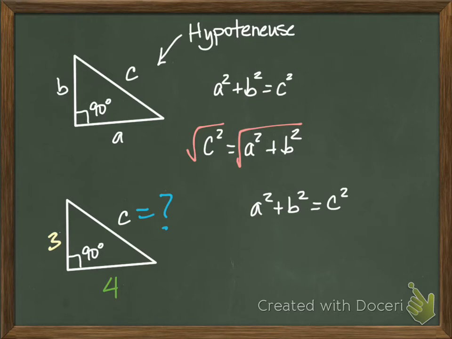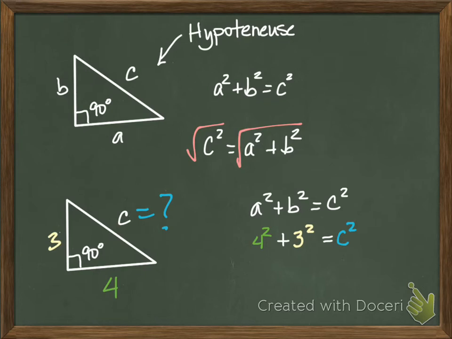A I know, B I know, C I do not. So A is 4. So I go 4 squared plus B squared, and B was 3, so I'm just going to plug that in. So 3 squared, and that's going to equal my C squared. I'm going to make my C turquoise because why not?